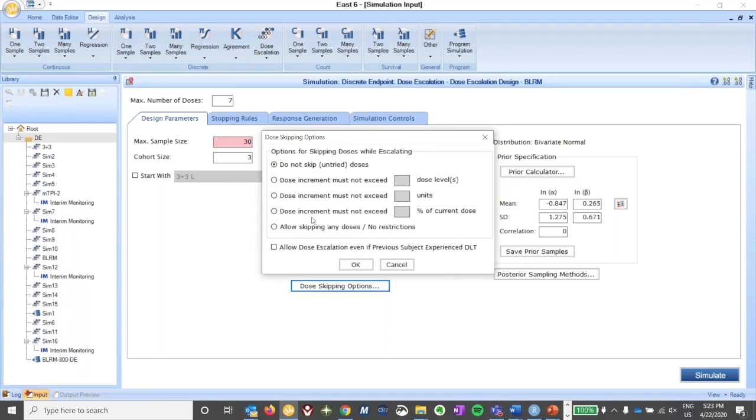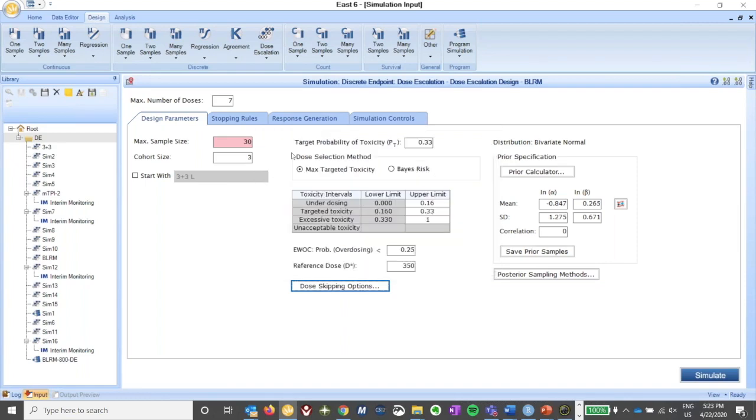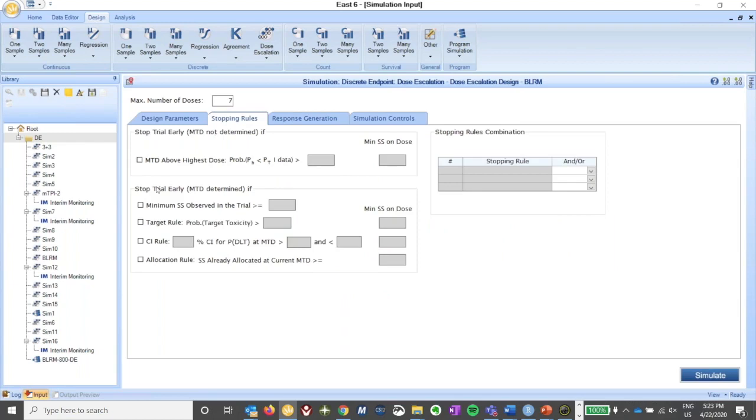We are also going to be determining how we're going to be skipping dose levels, if we're going to be skipping dose levels. And following what the authors did, we're only going to be allowing at most a doubling of the current dose level. With clicking OK, then we have the different stopping rules that will be allowed. And as we mentioned, we're going to be using the target rule, which will stop the study if we reach the targeted toxicity interval more than 60% of the time, as well as the allocation rule.